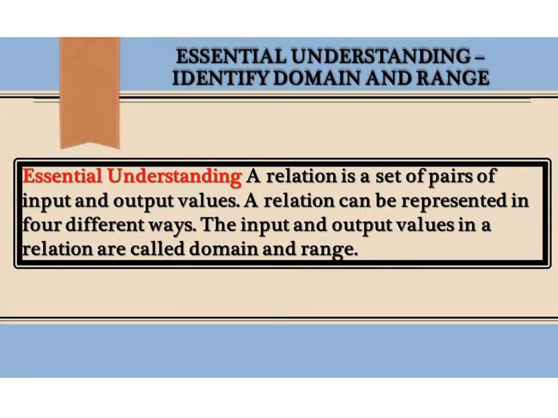What you should understand by the end of this lesson is that a relation is a set of pairs of input and output values. A relation can be represented in 4 different ways. The input and output values in a relation are called domain and range.